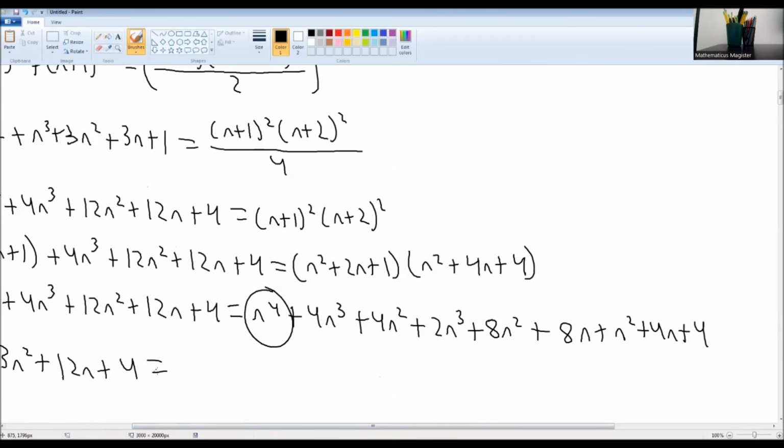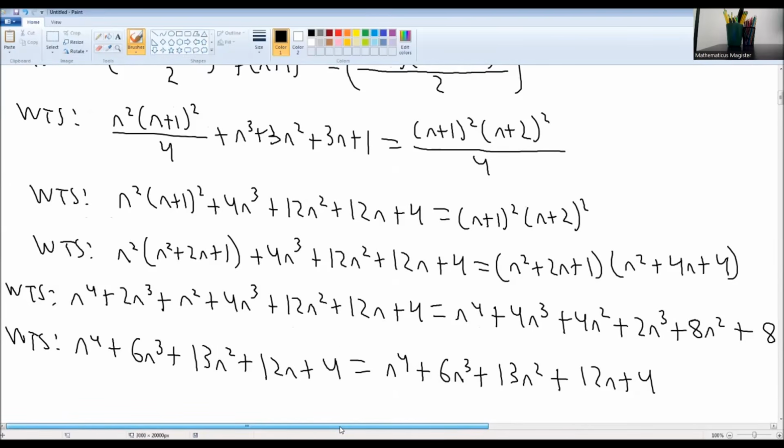n to the 4th, that's the only term with n to the power of 4. How many n cubes do we have? We have 6 of them. How many n squares do we have? We have 13 of them. How many n's do we have? 12n. And what's the constant term? 4. So look, these are the same.